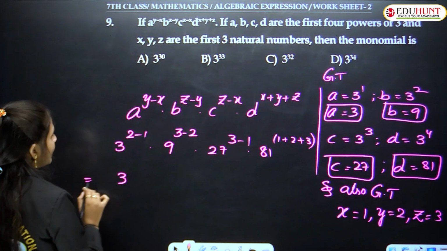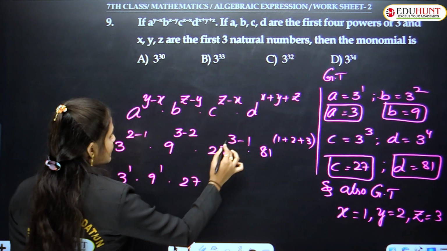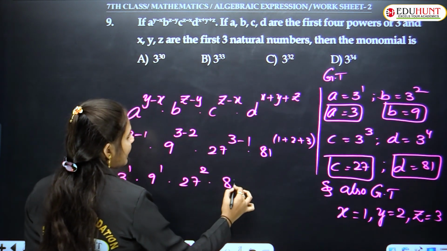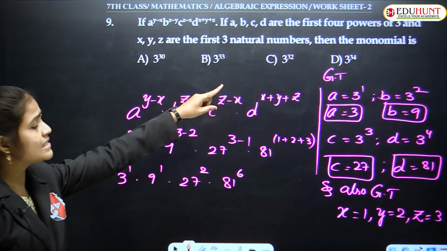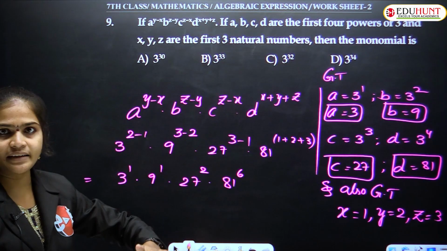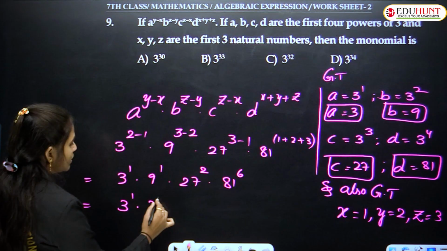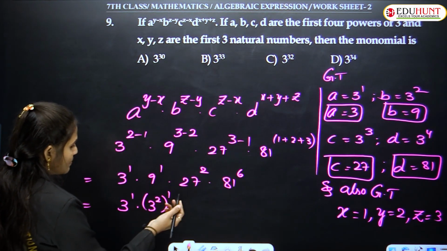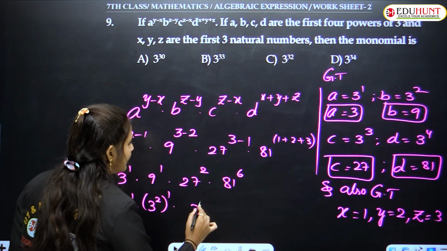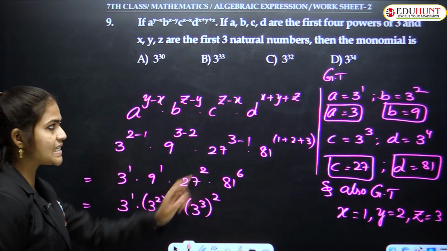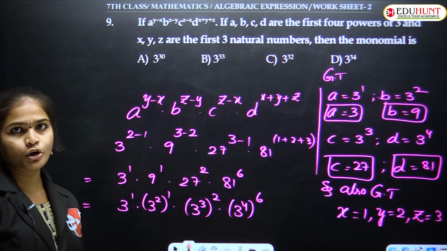3 power 2 minus 1 is 1, into 9 power 3 minus 2 is 1, into 27 power 3 minus 1 is 2, into 81 power 3 plus 2 is 5, 5 plus 1 is 6. Clear? Now the answer is in terms of powers of 3, so convert all the numbers into powers of 3: 3 power 1 into (3 square) whole power 1. 9 we can write as 3 square. Next, (3 cube) whole square, 3 cube meaning 27, into (3 power 4) whole power 6.